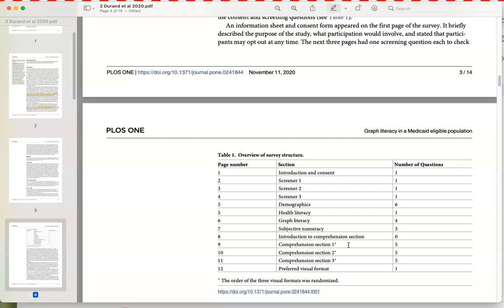Notice they did a comprehension section. They decided not to add any questions to that, which I thought was interesting. But they did add subsections. What those subsections are, I can't remember, but I'm going to go through it with you anyway.